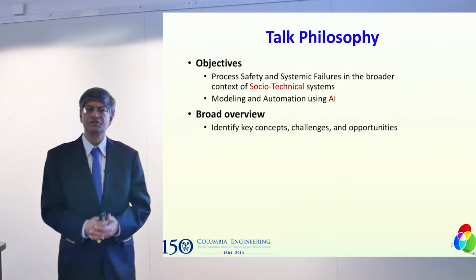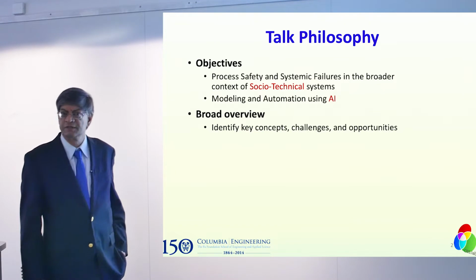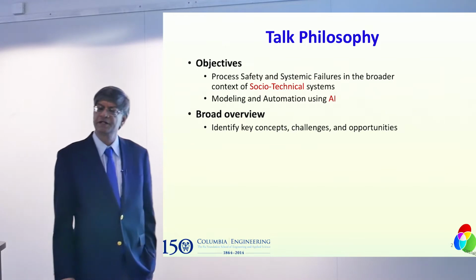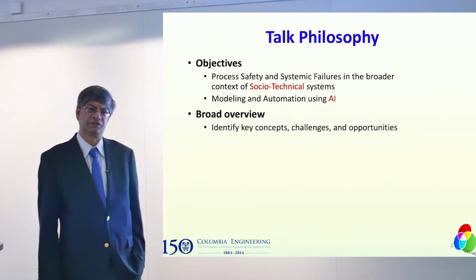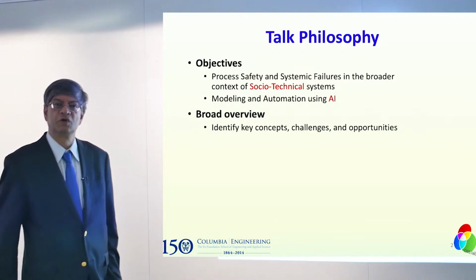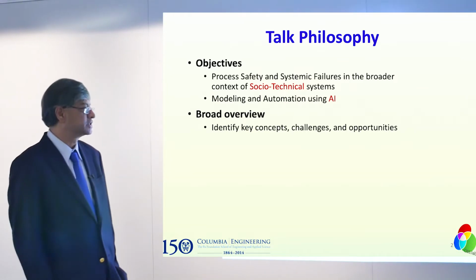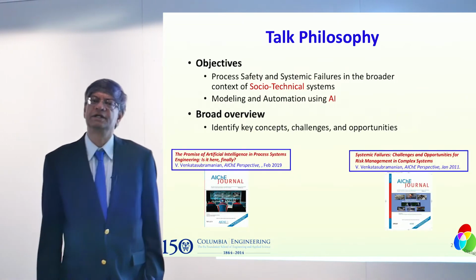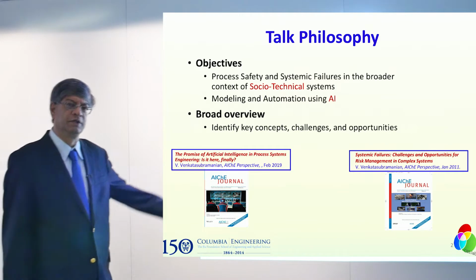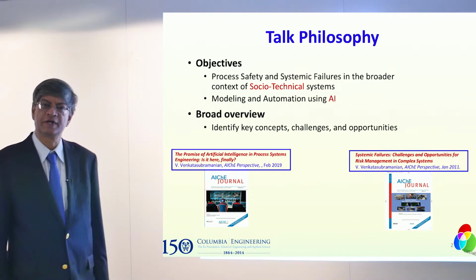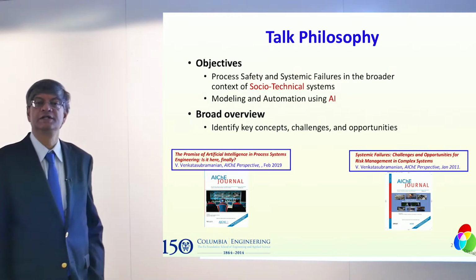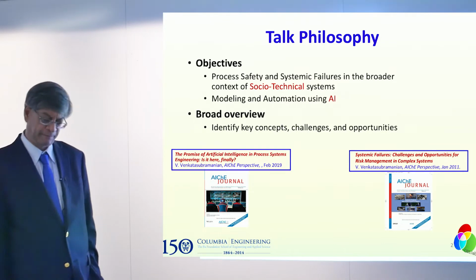My goal is to present process safety and systemic risk in the broader context of socio-technical systems, and then particularly address the modeling and automation challenges using AI. It's not a very detailed technical presentation. I'll present a broad overview of the concepts, tools, and techniques. But if you're interested in the details, there are two papers that I published, one recently, earlier this year. That's the one on the left-hand side of the screen, on the promise of AI in chemical engineering, and the one at the right is a paper on systemic risk.